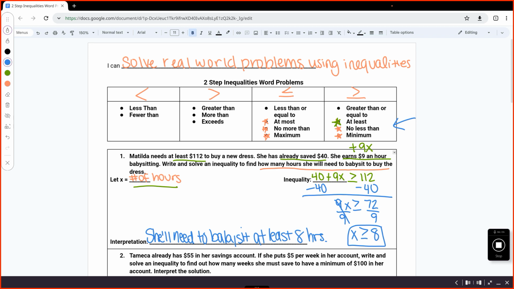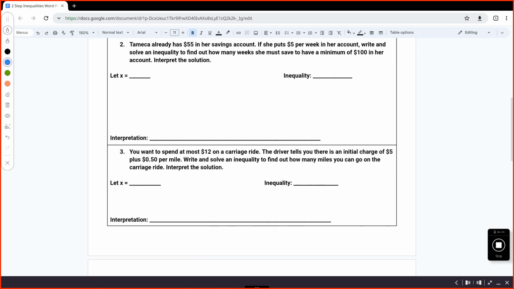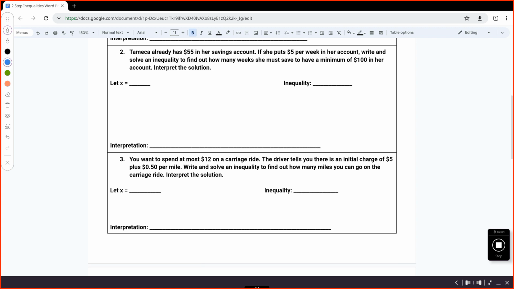All right, next. Tamika already has $55 in her savings account. If she puts $5 per week in her account, write and solve an inequality to find out how many weeks she must save to have a minimum of $100 in her account. And then interpret the solution. So we are finding how many weeks she must save. So let x equal the number of weeks.